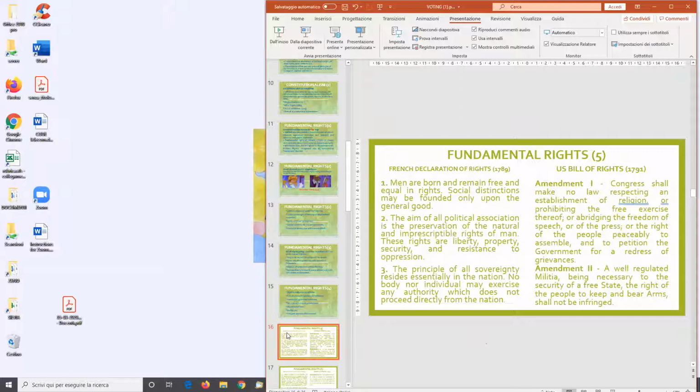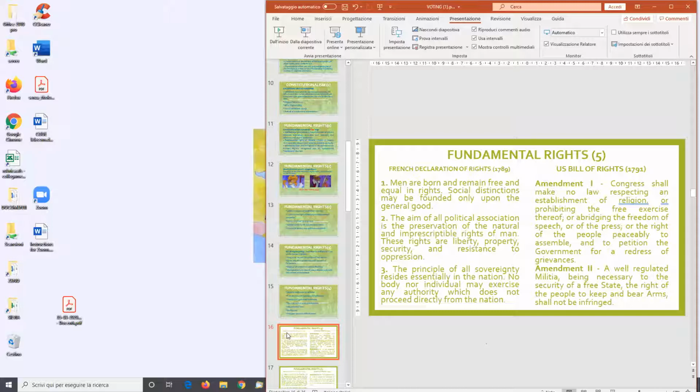The aim of all political association is the preservation of the natural and imprescriptible rights of man. These rights are liberty, property, security, and resistance to oppression. So we've seen that this is slightly broader than what was written in the US Declaration of Independence. This is interesting, resistance to oppression, therefore the right to resist oppression. And here we find the notion of what the Americans expressed in three words: we the people.